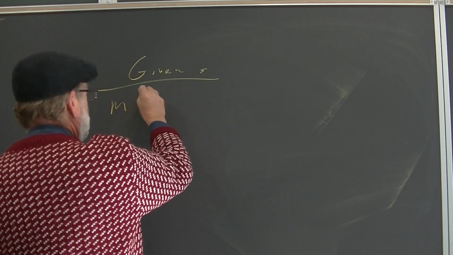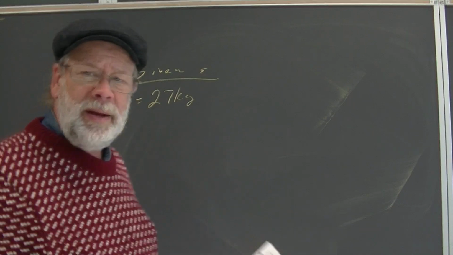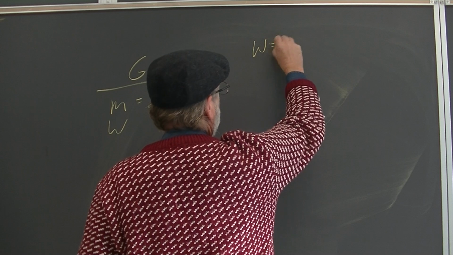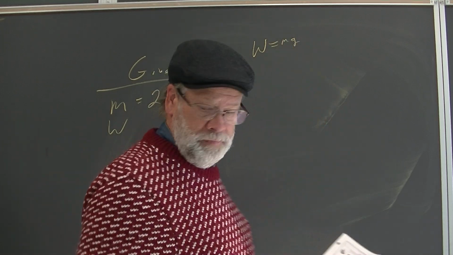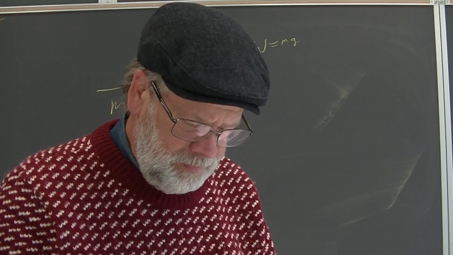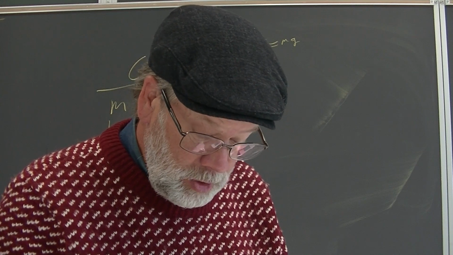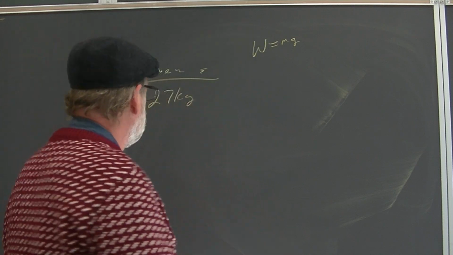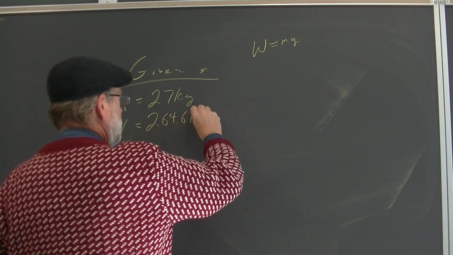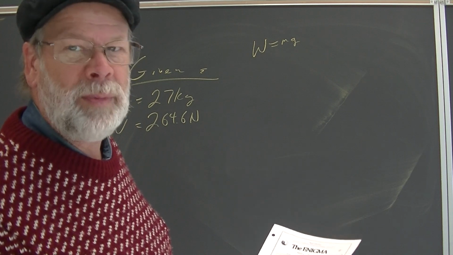The mass equals 27 kilograms. What's the weight? How do we get the weight from the mass? Well, we use the formula W equals mg. So we're just going to take the mass, 27 kilograms, times 9.8, which is 264.6 newtons.